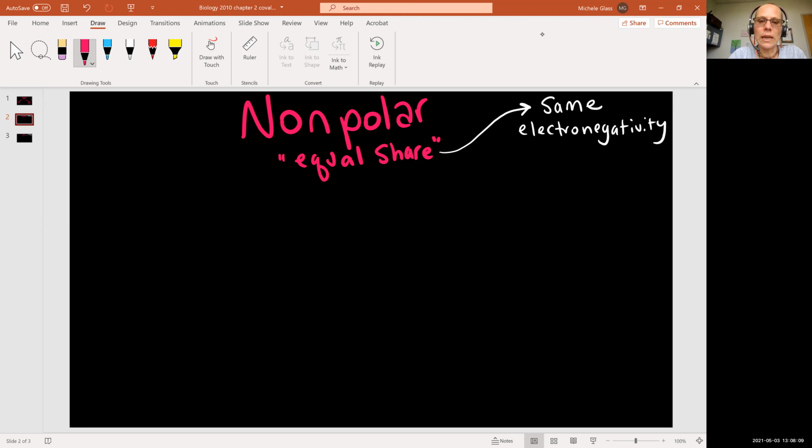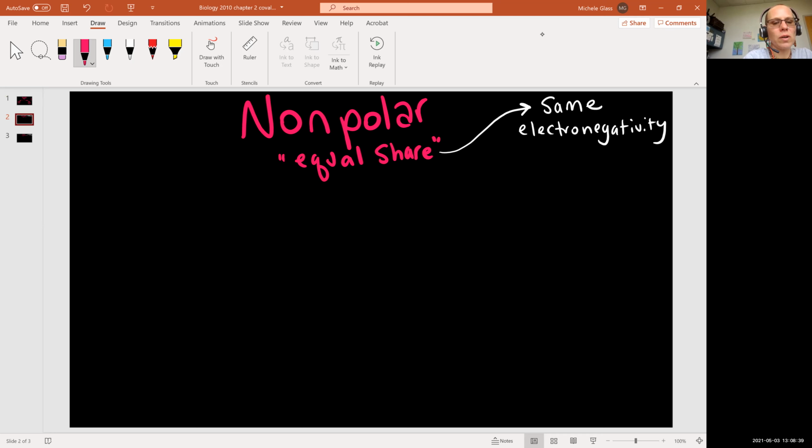Another way of saying that a nonpolar molecule is equally sharing electrons is to say it has the same electronegativity. So this term electronegativity is talking about the attraction of those electrons for that nucleus, for those positive protons. Now, when we talk about nonpolar molecules, we often see this between atoms of the same element.